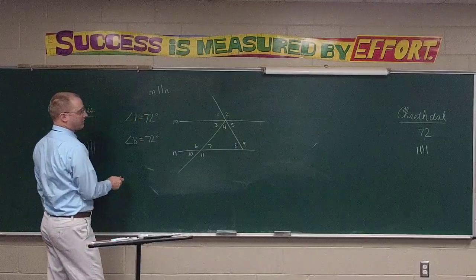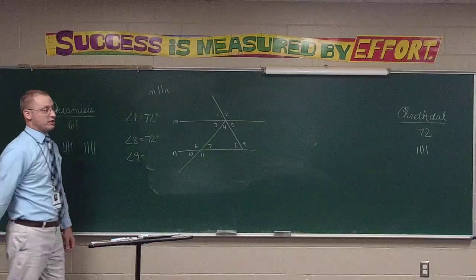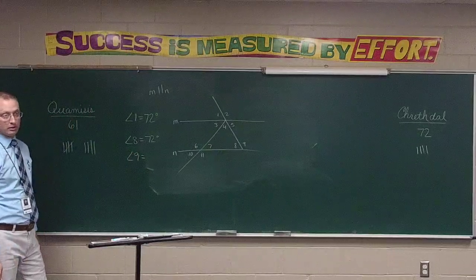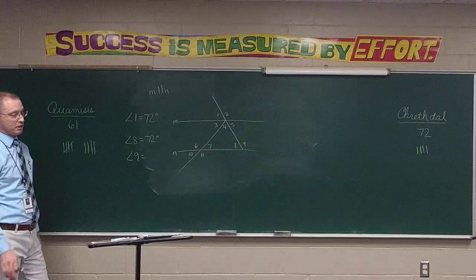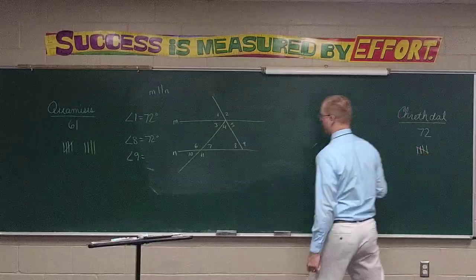Let's suppose we wanted to find the measure of angle 9. Someone besides Jamie. You only get one guess here. 108. Because remember, 8 and 9 together are supplementary.